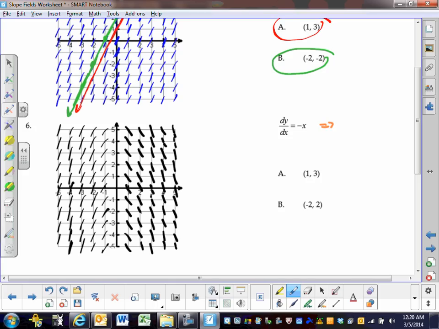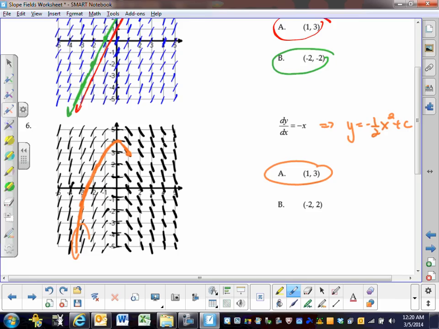So notice if I were to anti-derive this, I would get -1/2 x squared plus c. So these do look like negative parabolas. If x is 0, I do have a 0 slope, because -0 is still 0. So if we're passing through the point 1, 3, we would need to have a parabola that matched this one, or something close to that.